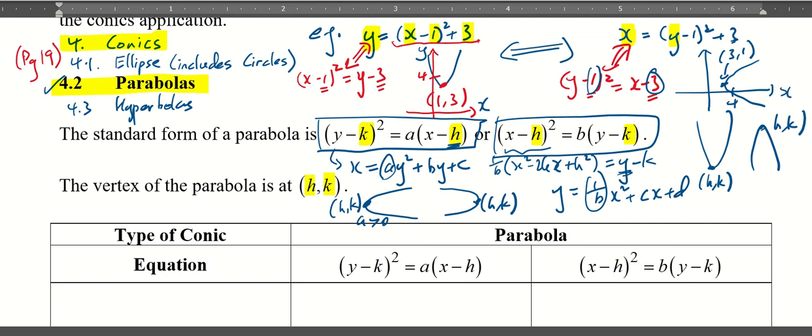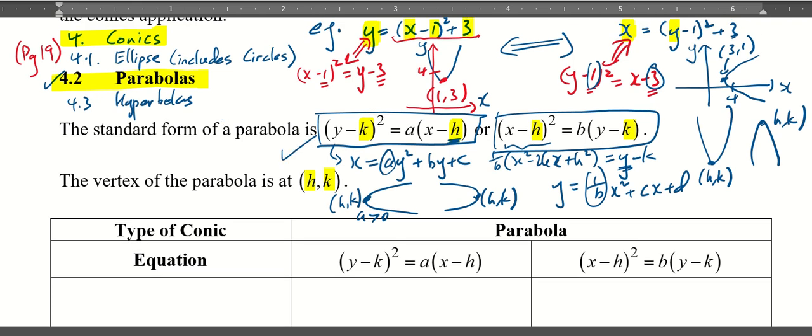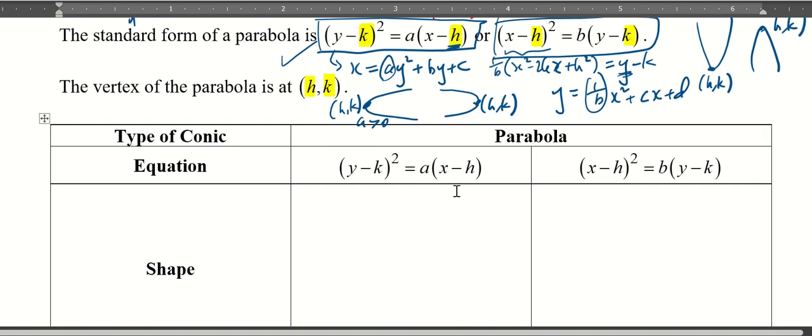Can you see the link between the two curves? It's basically like swapping the x and y axes around. The x value becomes a y and y becomes an x. So that's the usefulness of the standard form: it will give you the vertex. So let's look at this summary part.